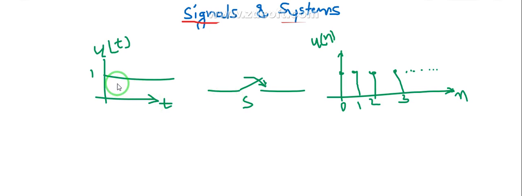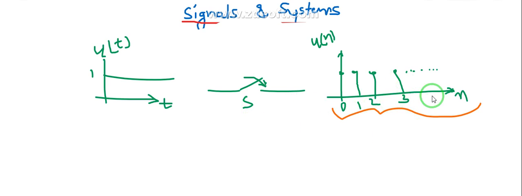That is how you convert a continuous signal into a discrete time signal, and how you represent this. This is called the unit step sequence, or unit step discrete signal.